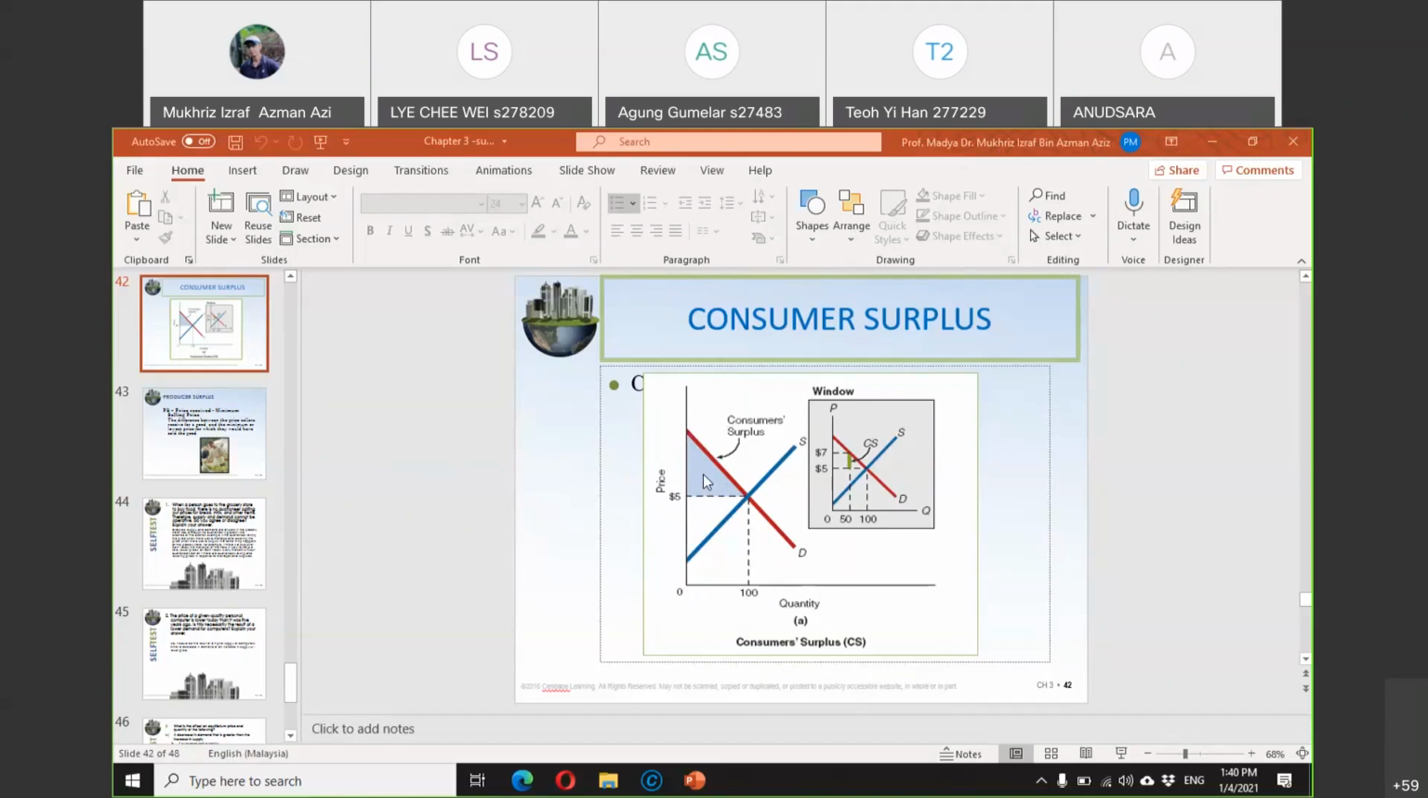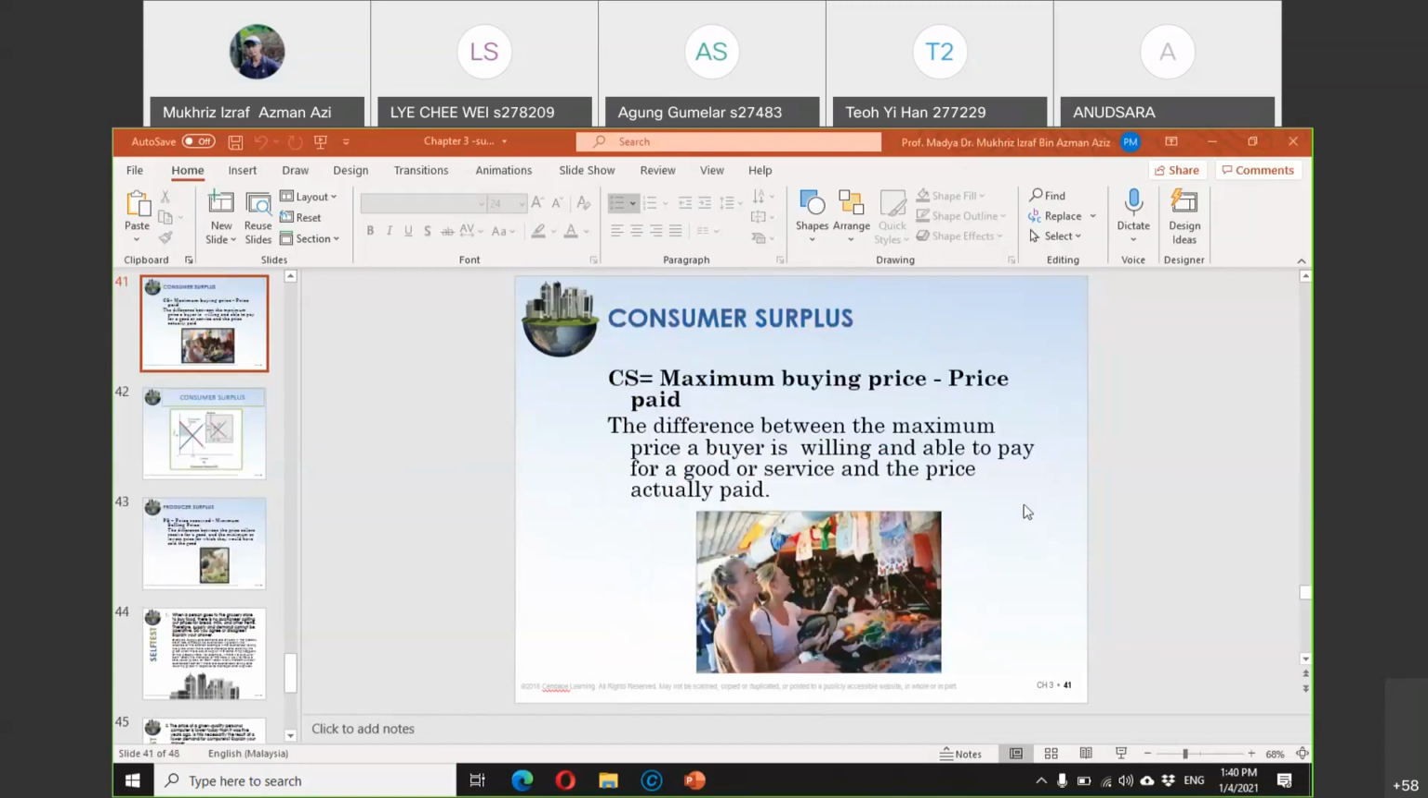Okay, but I do not want to focus on the calculation, because usually in the test, if you were given something like this, you should be able to calculate using the simple triangle formula for area. But in terms of the definition, CS or consumer surplus is basically the difference between what you are willing to pay versus what you are actually paid.